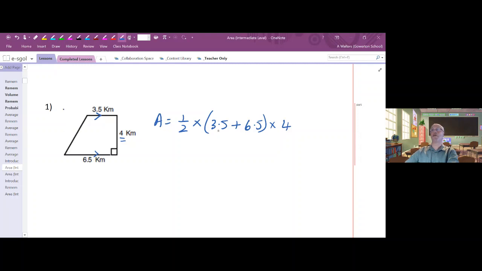Okay, so if you remember the word BIDMAS, what we tend to do is we work out what's inside the bracket first. The total of what's inside the bracket is 10, so I will write it like this. It's a multiplication sum, so it doesn't matter which order you prefer to multiply that out. It looks okay to say a half of 10 is 5, and 5 times 4 is 20. Okay, so the area of that particular one is 20, and the unit is kilometres squared because it's an area.